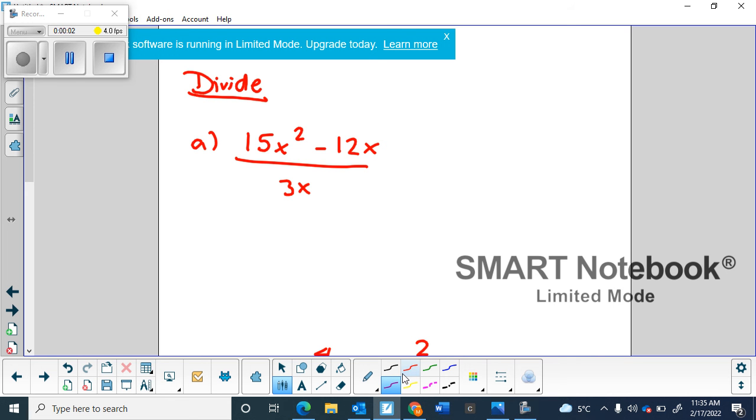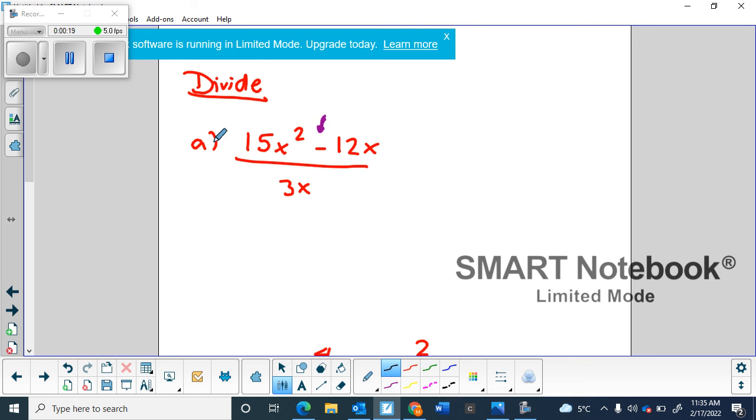All right, so for our final section, we look at dividing a binomial, trinomial, or polynomial divided by a monomial. And so what happens is we need to actually separate these. And they're separated, remember, by an adding or subtraction sign.